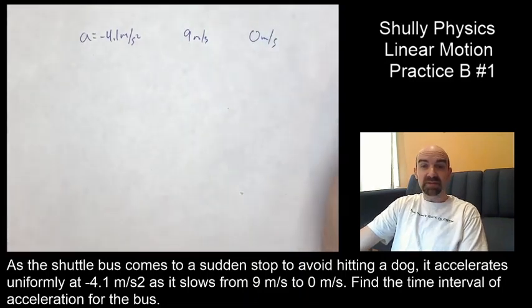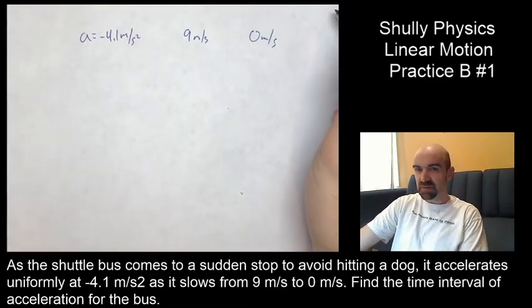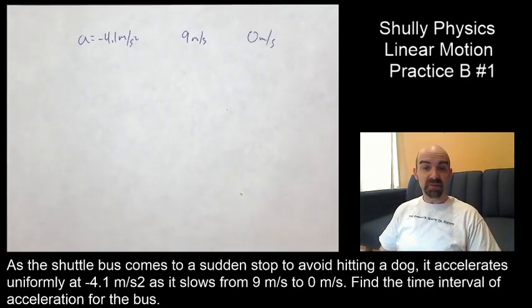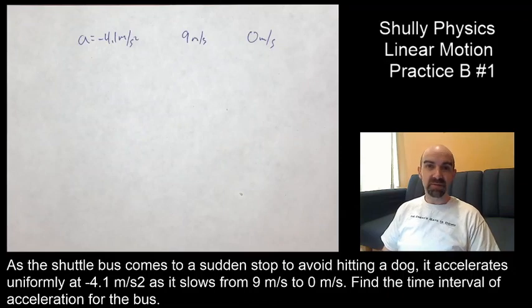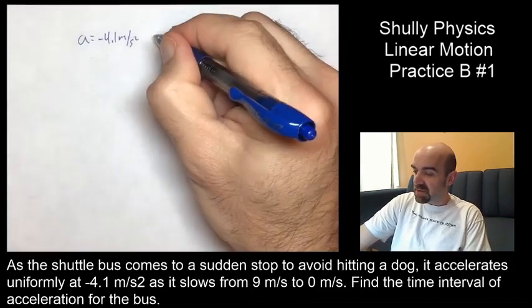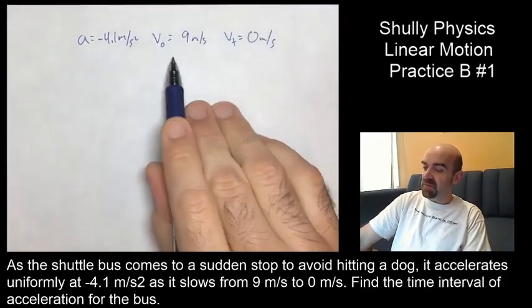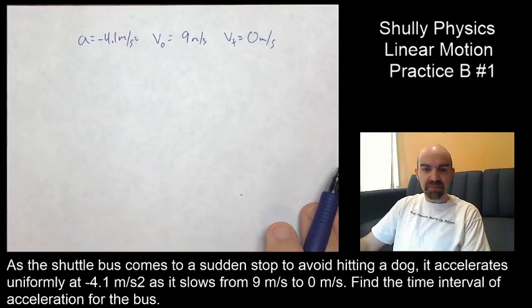There's two velocities there. Which one's the initial? Which one's the final? Get the idea of the flow of the numbers from the context of the problem. It slows from 9 to 0. So 9 is the initial velocity and 0 is the final. That shows it's slowing down. It's getting slower and stopping.